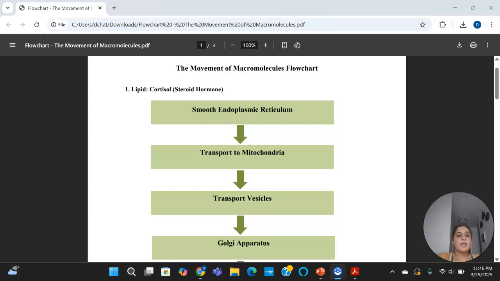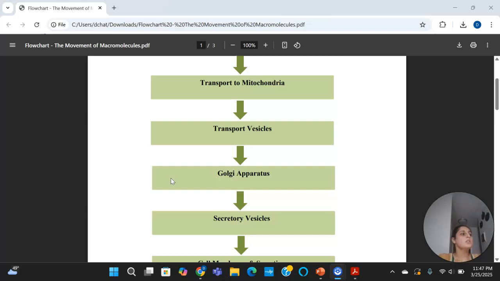The smooth endoplasmic reticulum controls the synthesis of sterols, which are the building blocks of all steroid hormones. Cholesterol is changed, and cortisol is synthesized. The smooth ER contains enzymes that convert cholesterol into pregnenolone. Then it is transported into the mitochondria, where additional enzymatic modifications occur. Mitochondria contain cytochrome P450 enzymes, which help convert pregnenolone into cortisol through multiple steps.